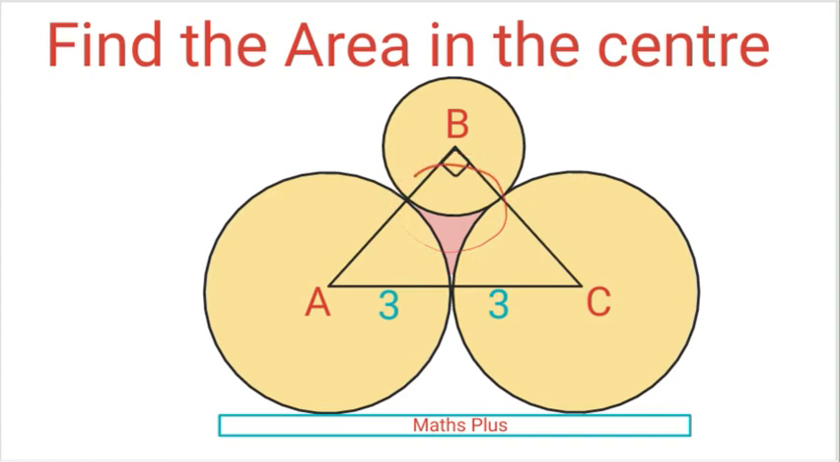Okay, so we have two similar circles, A and C, and then we have a smaller one up above, B. So we want to get this central area. We have some other information too. We have sides 3 and 3. Okay, they're the radii of the two circles. And we also have a right angle up here. So let's see how we're going to solve this problem.